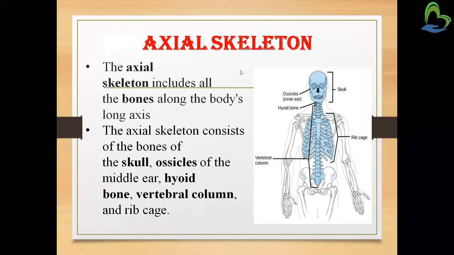Now coming to the axial skeleton. The axial skeleton includes the bones along the body's long axis. So the axial skeleton consists of the skull, here the skull, then the ossicles that are in the middle ear, right here, then the hyoid bone, then the vertebral column. This is the vertebral column you can see in the picture, and the rib cage. Okay, so this is the picture of the axial skeleton.